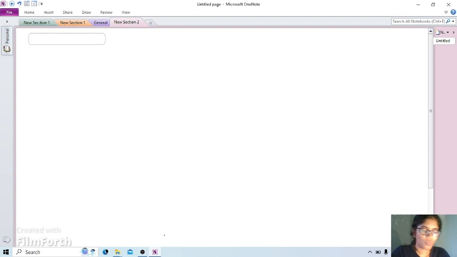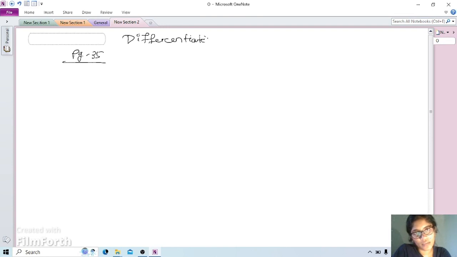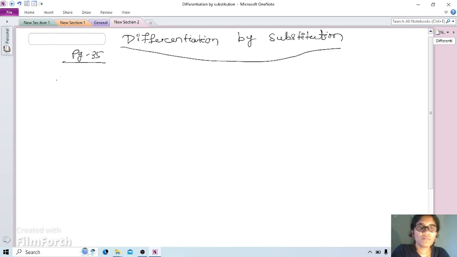Okay, to study this, we first have to know some formulas. The formulas are in the Elements of Mathematics, page number 35. Our topic is differentiation by substitution. Page number 35, property number 1.